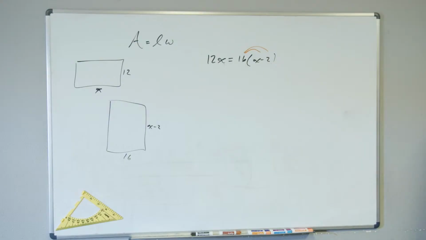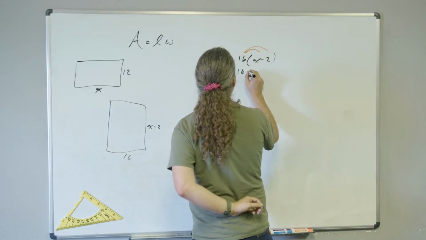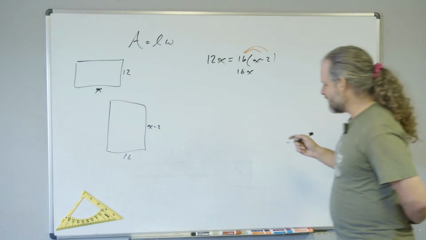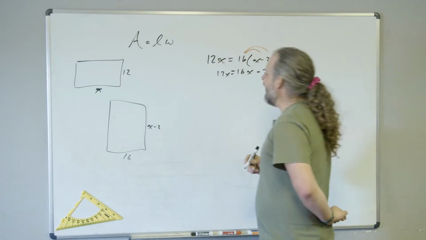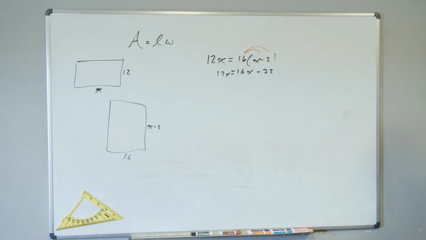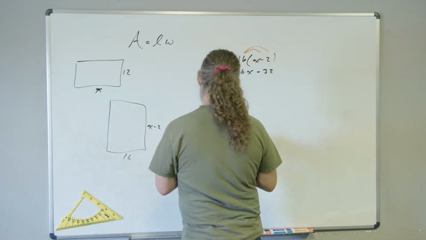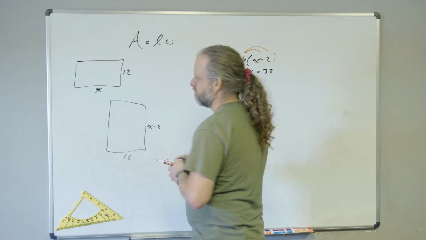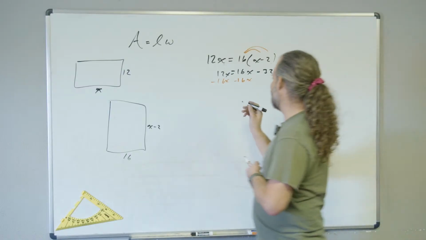Okay, so what is 16 times x? 16 times x is 16x. Wow. What is 16 times negative 2? Negative 32. Watch those signs. They get tricksy, right? Now what? Plus 32. Minus 16x. Yeah, I made the mistake of adding 3x. What is 12x minus 16x? No, not really. Signs are different, right? Negative 4x.